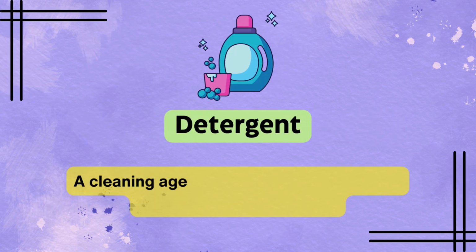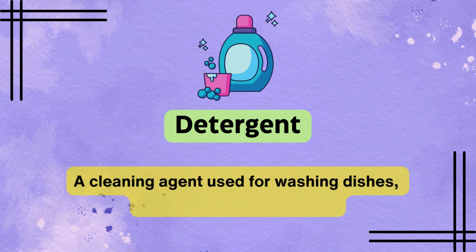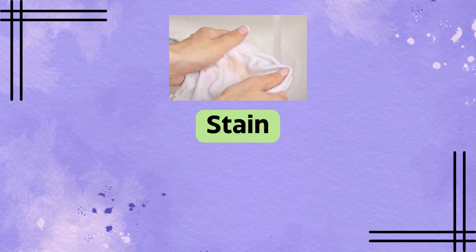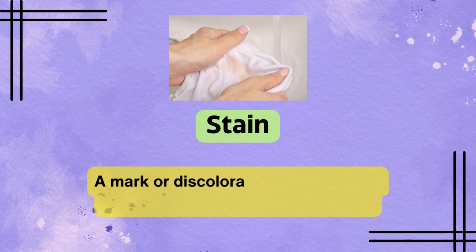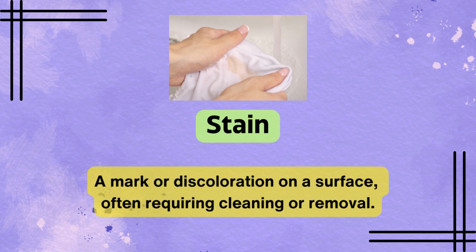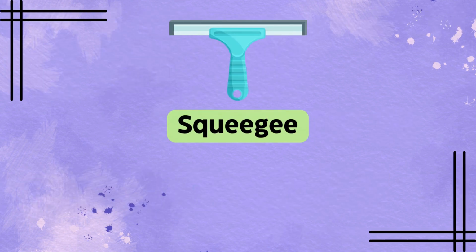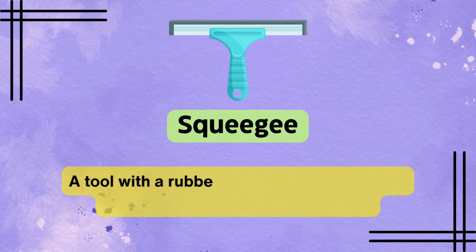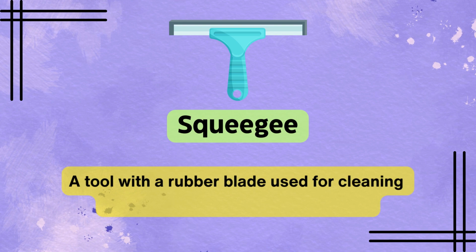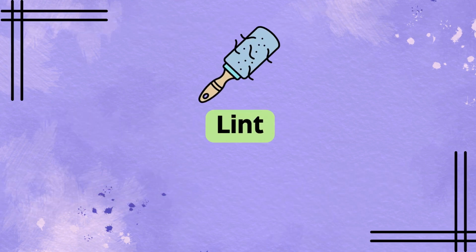Detergent. A cleaning agent used for washing dishes, clothes, or other surfaces. Stain. A mark or discoloration on a surface, often requiring cleaning or removal. Squeegee. A tool with a rubber blade used for cleaning windows or other smooth surfaces.